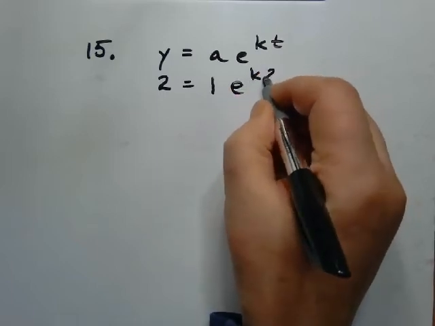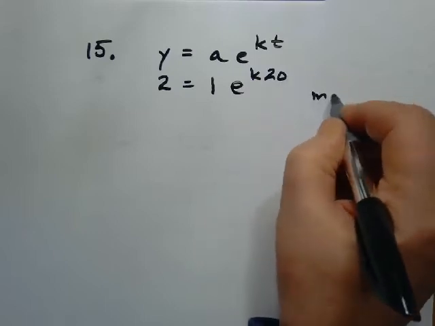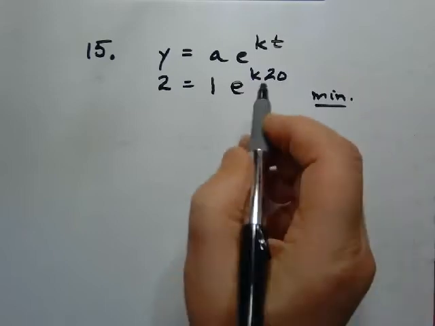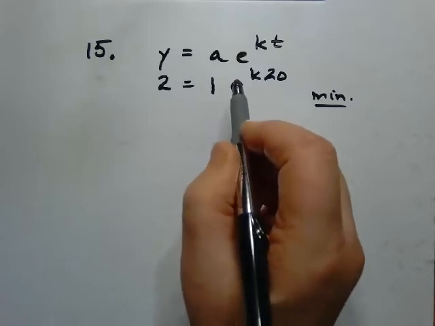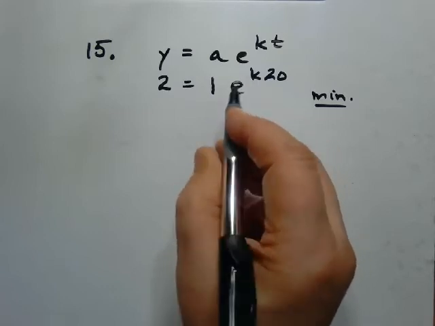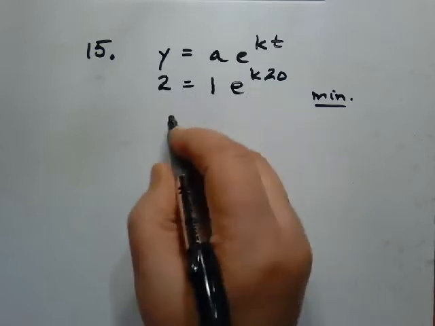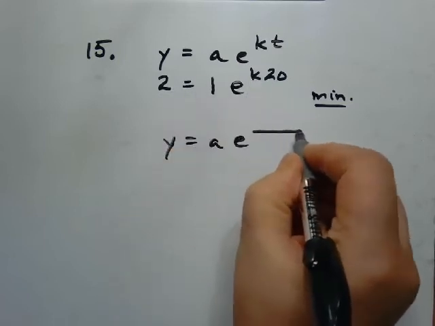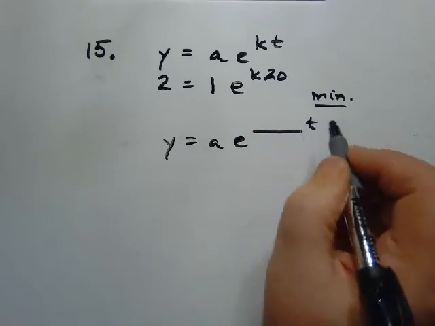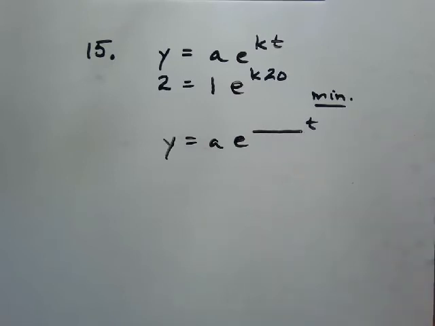So if we let the time be 20, and remember this is in minutes now, you go ahead and calculate K, doing the same thing we've been doing, to come up with the formula. Make sure you write the formula in the end in this particular form: Y equals A e to whatever you come up with for K times T. Okay, so just go ahead and you can do 15 on your own there.